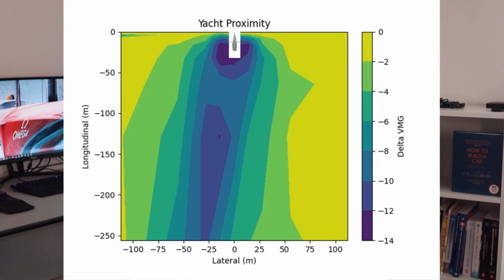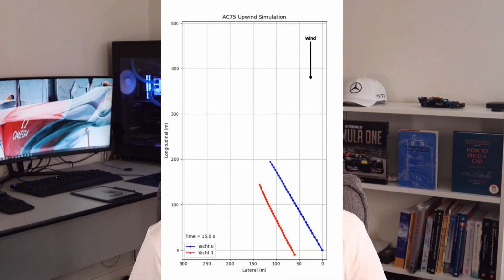So how is all this information useful? Well, you could produce a variety of these maps, and by coupling this CFD with a VPP, you could produce a contour such as this, a delta VMG map, where VMG is velocity made good. Furthermore, this information could be used in a race time simulation program to help aid strategy.